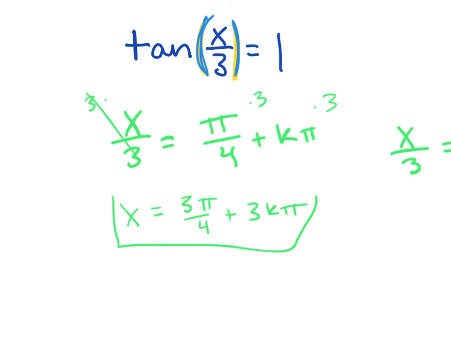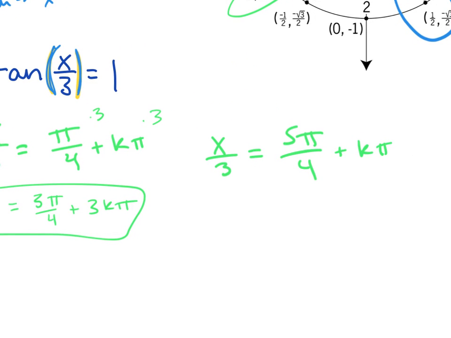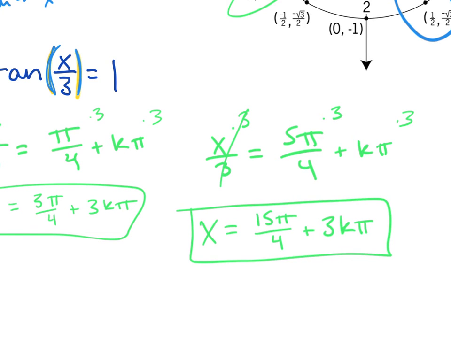So this is our first one. Now we do the same thing for the next. Multiply everything by 3. So what do we get for x? X is equal to? 15 pi over 4 plus 3k pi. So these are our two answers.